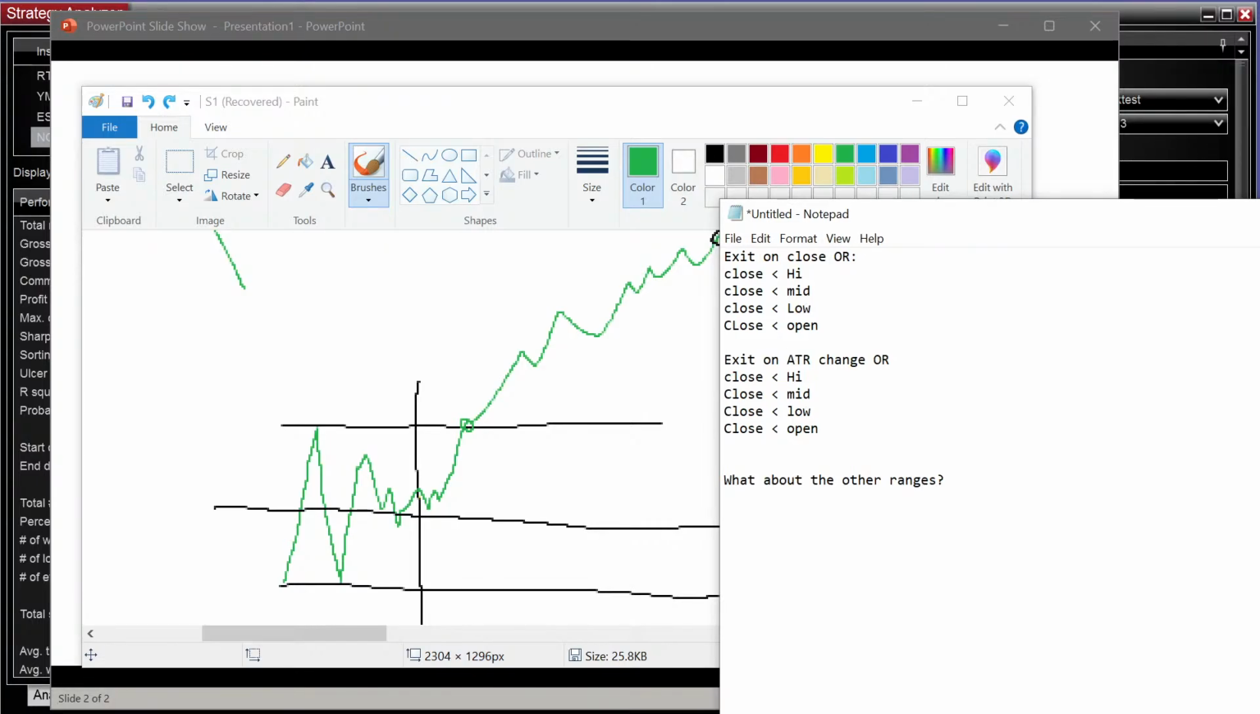And then the next thing we tried was, instead of exiting on close, we're going to exit on our original exit, which was the ATR trailing stop. However, our trailing stop is our exit in the money, and these are still the same as previous. So the close beneath the high, close beneath the mid, and the low and the open, those are going to be our exit for a loss.